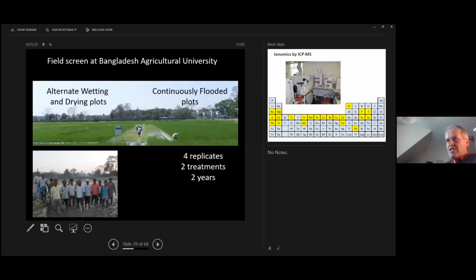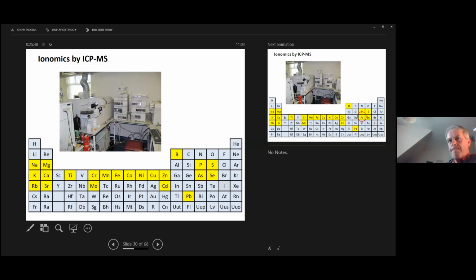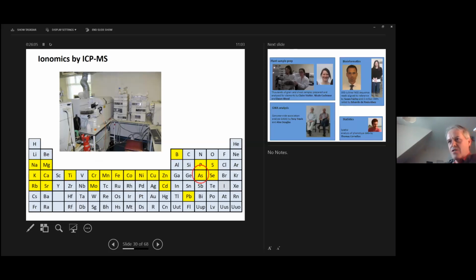They were grown at Bangladesh Agricultural University under either continuous flooding or alternate wetting and drying in 4 replicates over 2 years. And a team of people was needed to get those out into the experiment. And the leaves and the seeds were sent back to Aberdeen, and we used ICP-MS, this machine here, to analyze elements. All of the elements in yellow we have data for. I'm only going to talk about one.